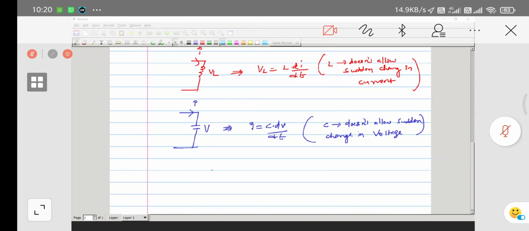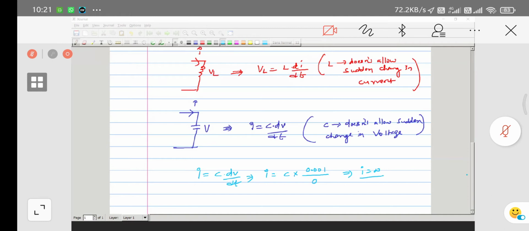For example, the current through a capacitor I is given by I equals C into dV by dt. Suppose there is a small change in voltage, let us say 0.0001, within 0 time, which gives I equal to infinity. So only when an infinite amount of current flows into the capacitor does the capacitor allow a sudden change in voltage. But practically we cannot provide an infinite amount of current through the capacitor. That's why a capacitor doesn't allow sudden change in voltage.